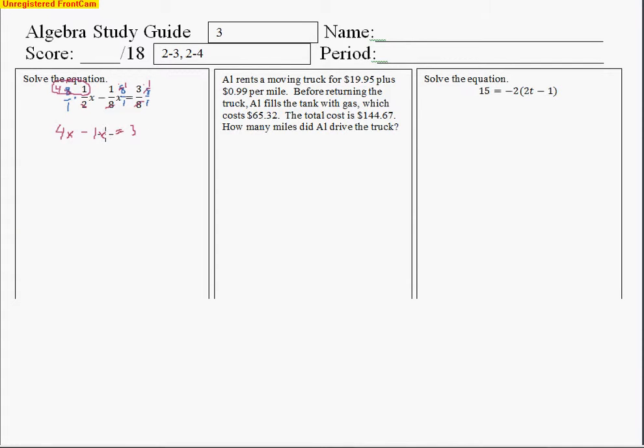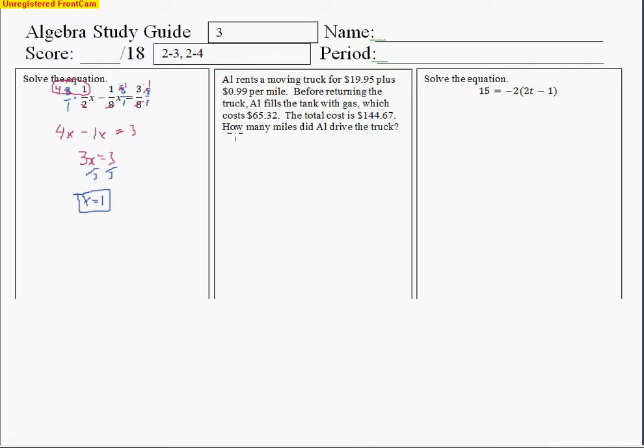So from this point, I collect some like terms. 4x minus 1x makes 3x, and this equals 3, and when I do that division, I end up with 1. So there it is, x equals 1. Let's take a look at the next problem.